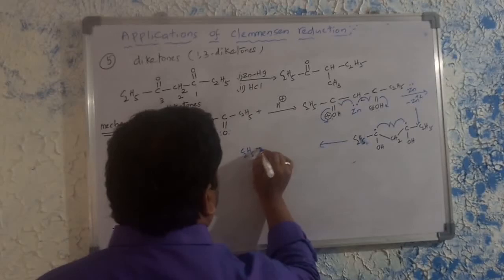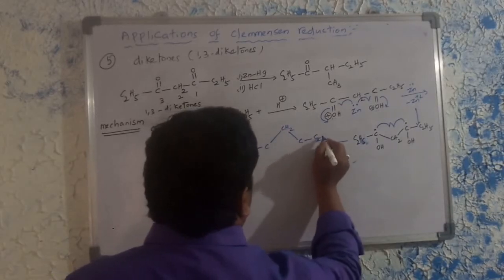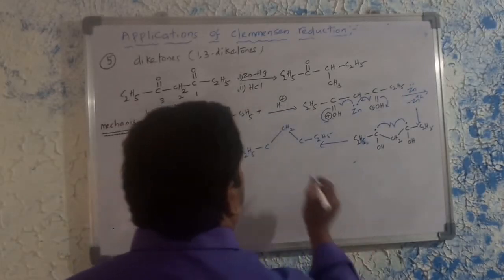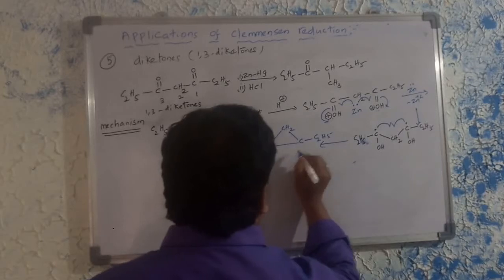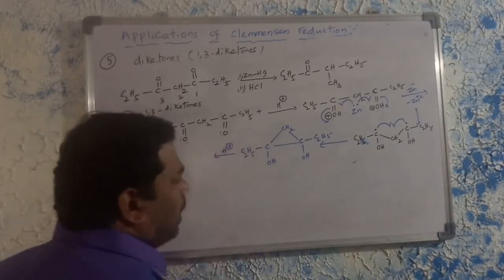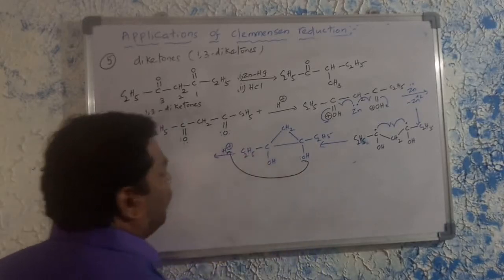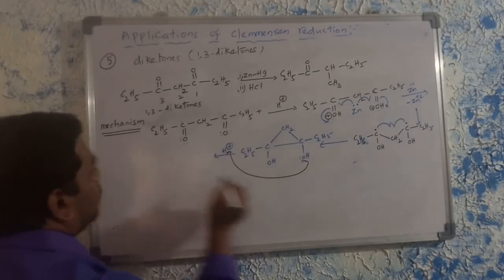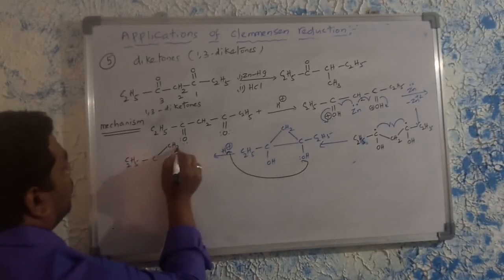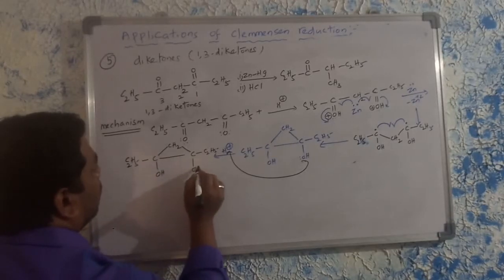C2H5 C CH2 C C2H5 with OH and OH on the ring carbons. React with H plus, it donates to a hydrogen atom, giving C2H5 C CH2 C C2H5 with OH and OH2 plus.